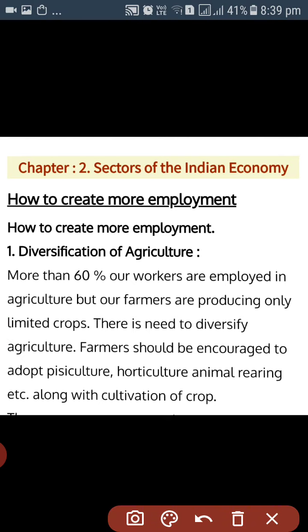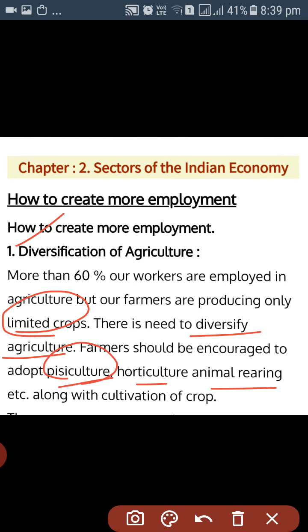First is the diversification of agriculture. We have studied that 50 to 60% of workers are working in agriculture, but the production is very limited. They are producing limited crops. So there is a need to diversify agriculture. Farmers should be encouraged to adopt pisciculture, horticulture, animal rearing, etc.